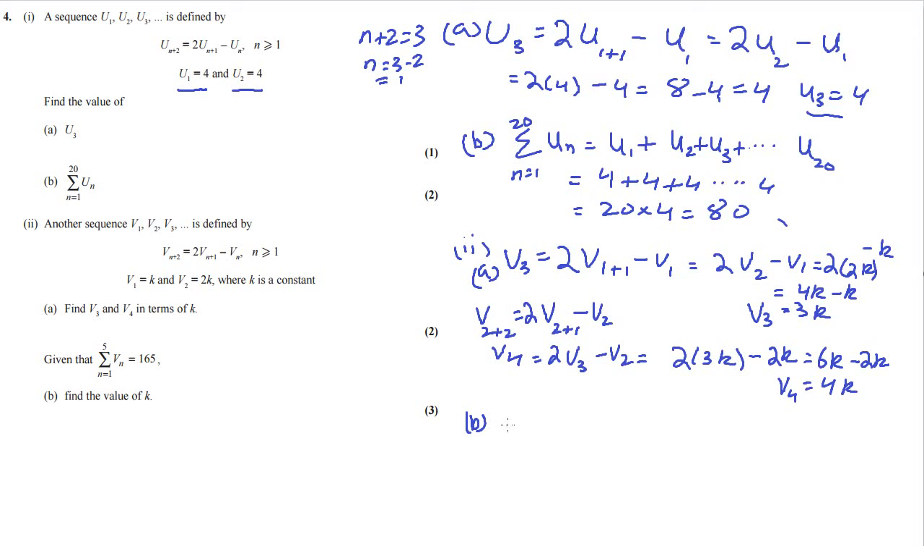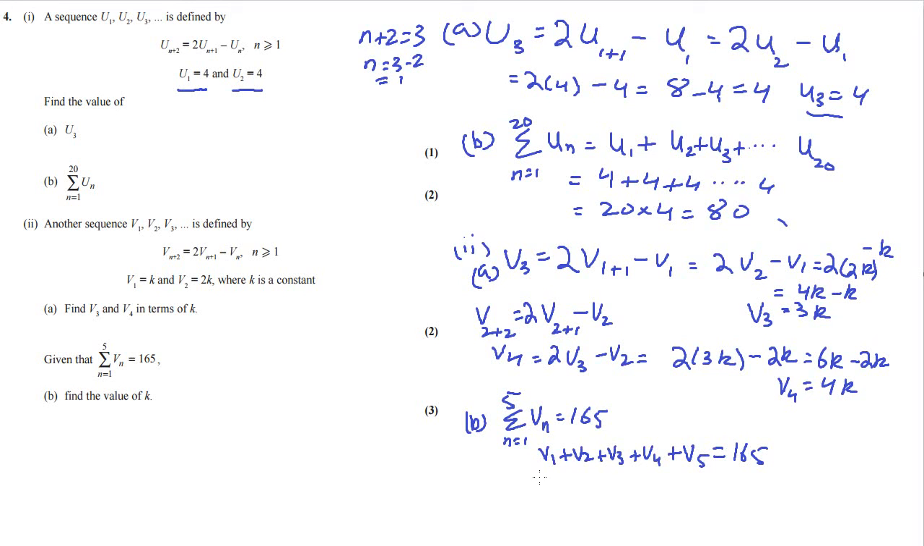Part B is saying for n equal to 1 to 5, the sum of Vn equals 165. It's saying the sum of the first 5 terms of this sequence is equal to 165. So if that is true, then what is the value of k? So a simple method is we write them out, because there are only 5 terms. It's quicker to write them out. So v1 plus v2 plus v3 plus v4 plus v5 equals 165.